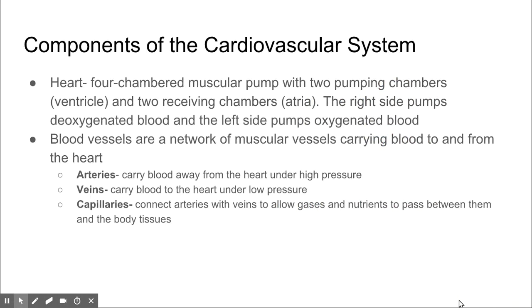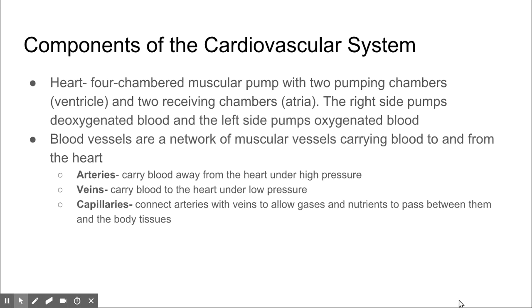Some of the components of the cardiovascular system: we have our heart, and we have a four-chambered heart, which is a muscular pump with two pumping chambers, our ventricles, which are located at the bottom part of our heart, but also our two receiving chambers, which are our atria. The right side pumps deoxygenated blood, and the left side pumps oxygenated blood. These work together with our blood vessels, which are a network of muscular vessels, and this carries blood to and from the heart.